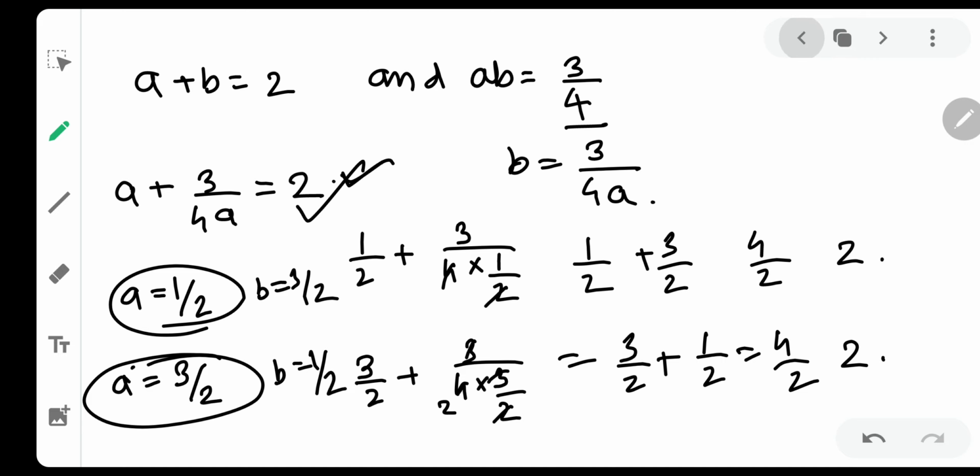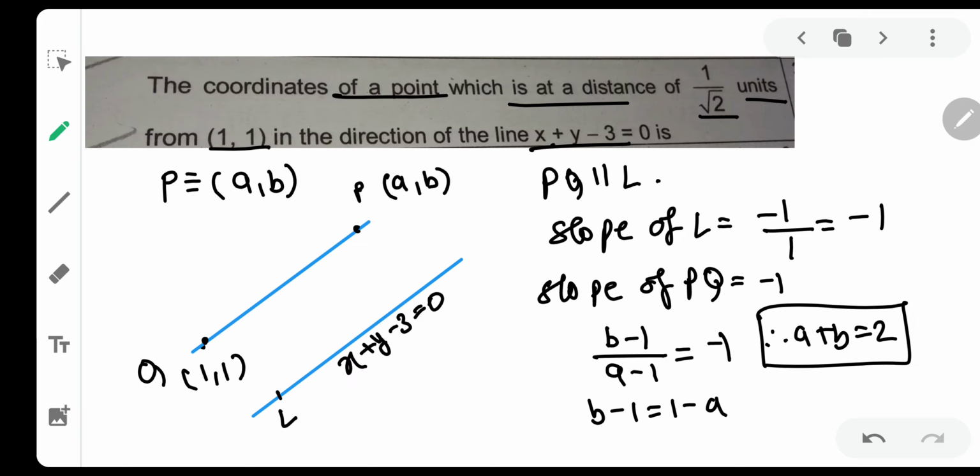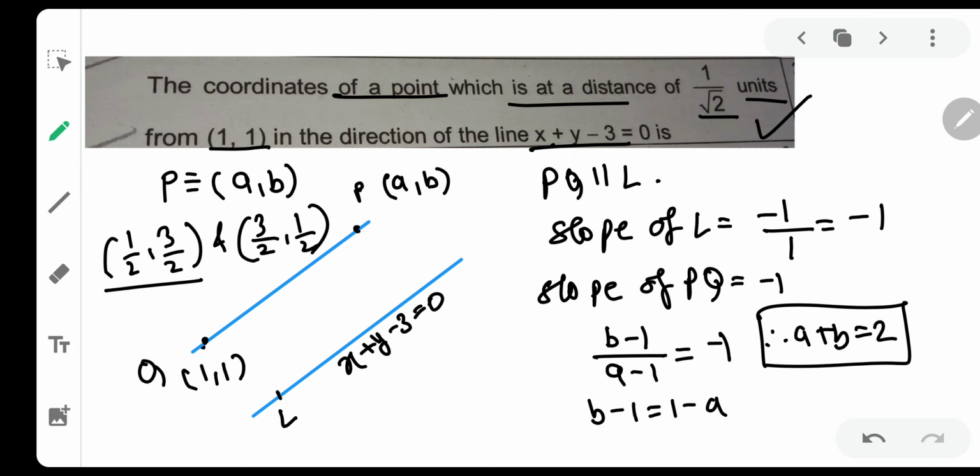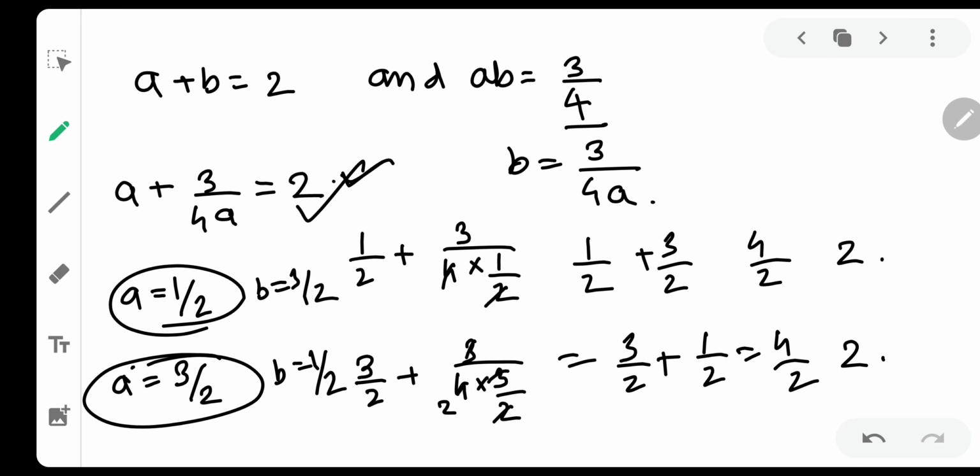So there are two such coordinates: one is (1/2, 3/2), and other is (3/2, 1/2). Both are going to satisfy this particular condition. Hence the correct answer to this question is (1/2, 3/2) and (3/2, 1/2). See, you can even use quadratic equation solving over here. You are going to get the same answer, but I just did it by observation, so for faster solving of the question.